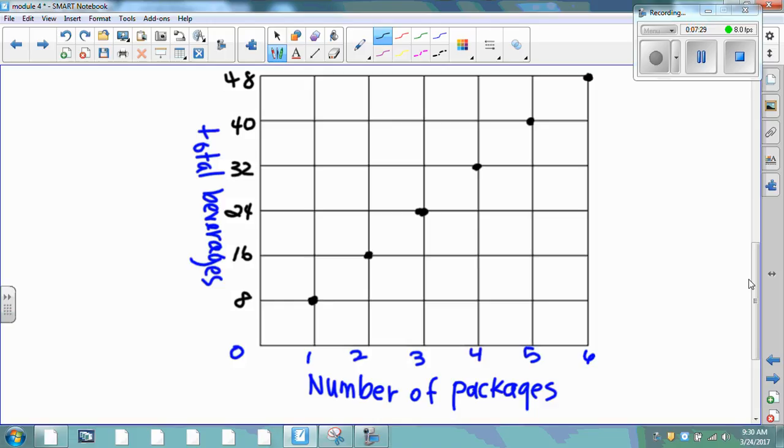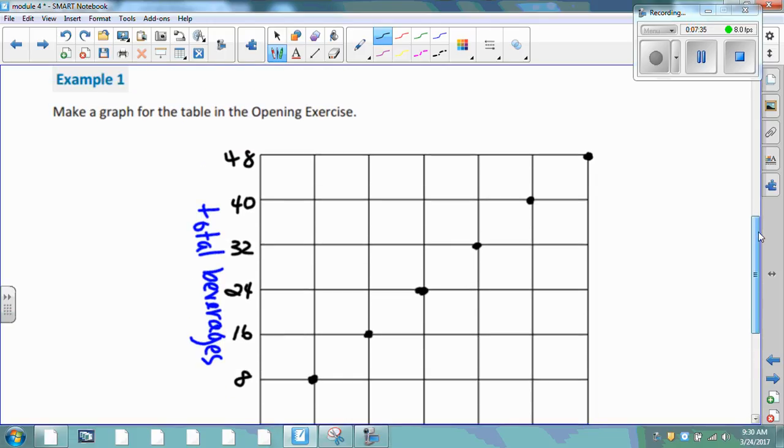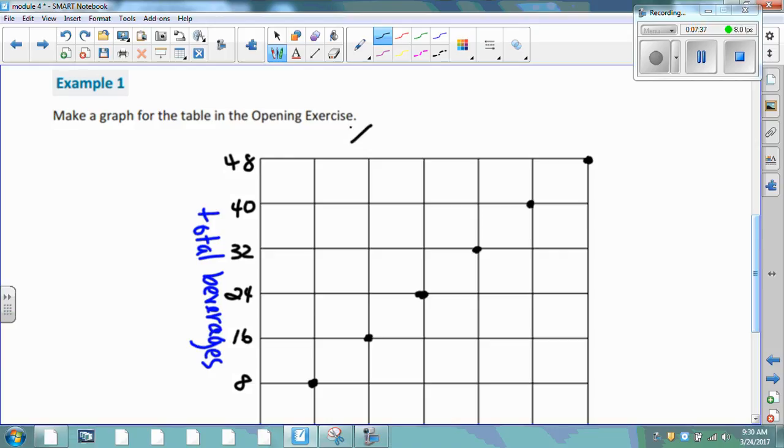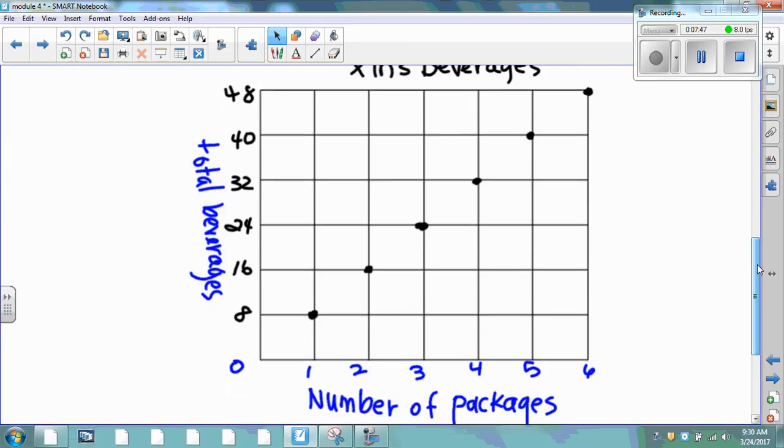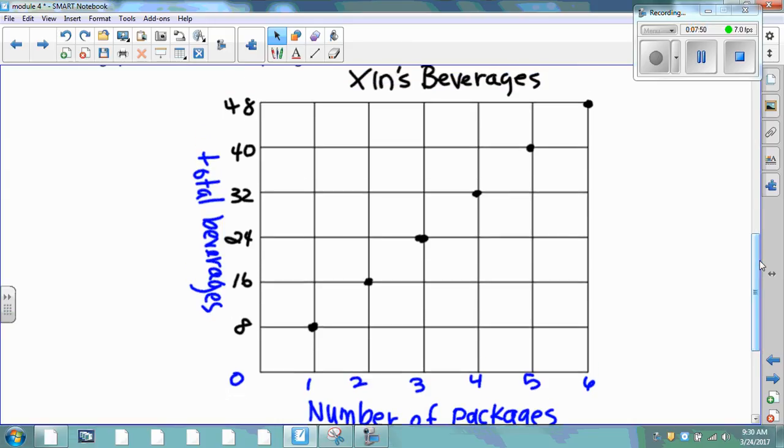The only thing we haven't done yet is put a title, and I'm going to use exactly what Sebastian said and put Zin's Beverages. Okay? Now, we probably can have a better title. Who knows? Right now, that's going to work for us. That is all you need. You need a title. You need labels for the side. You need to make sure your intervals are happening in the right way. You do not need to put X and Y on a graph like this. Good question. Okay? Good question.